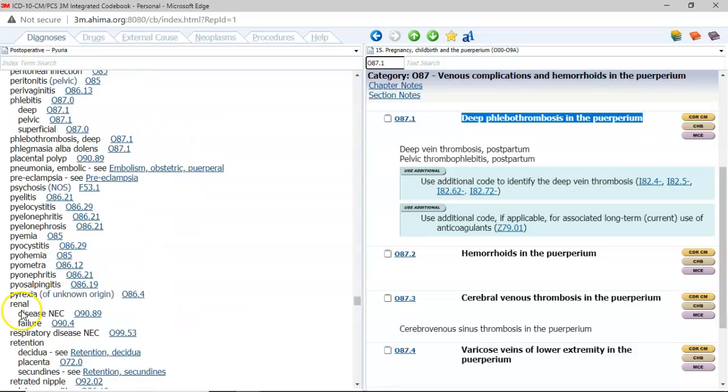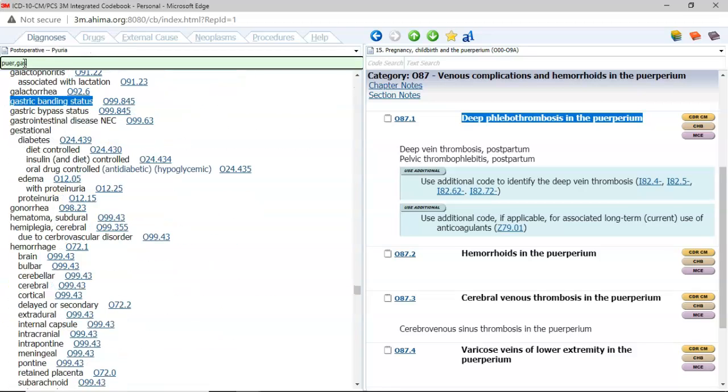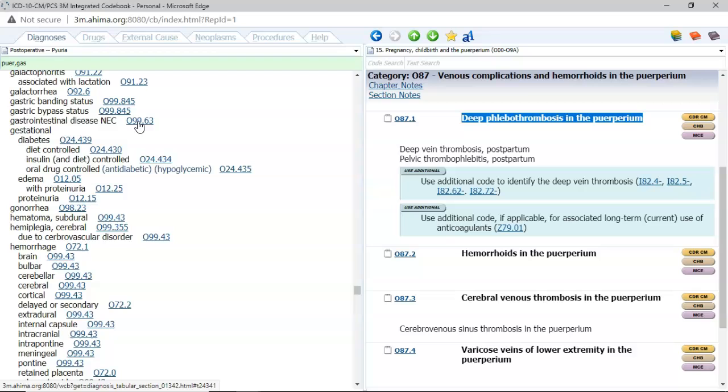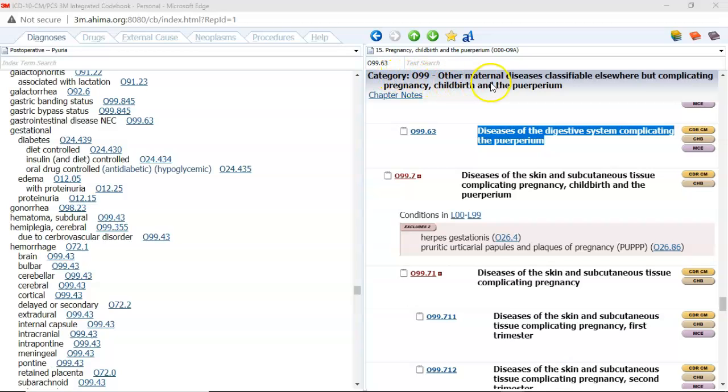Now, let's find this code. Now, in the index, if we go to puerperal, we won't find puerperal cholecystitis. What we have to recognize is that this is a gastrointestinal disease. And so this sends us to code O99.63. And you'll notice that this is in category O99, other maternal diseases classified elsewhere, but complicating pregnancy, childbirth, and the puerperium. So we have to choose a code from this category because it is in this postpartum period. And so here we have our code.